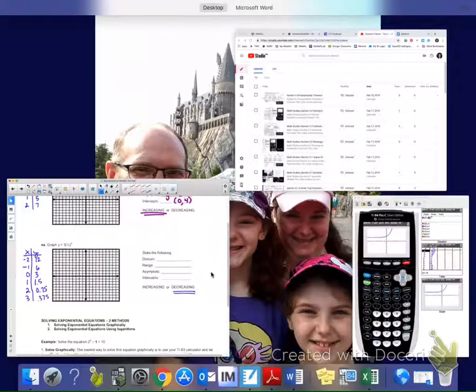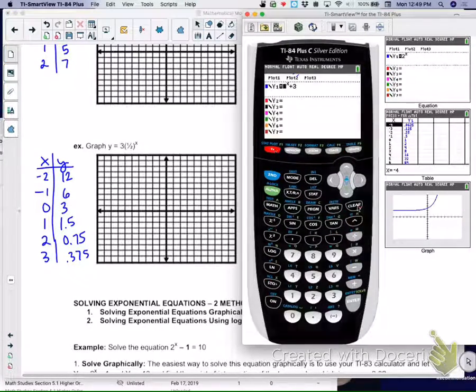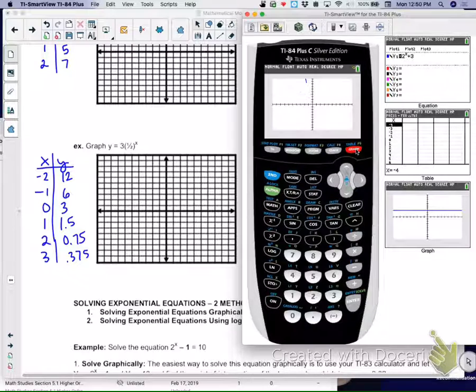Okay, so let's look at the graph here. We've got y equals 3 times (1/2) to the x power. Always double check, make sure you typed it in there correctly. Okay, so we graph here. That graph is decreasing because going from left to right, we're going down.